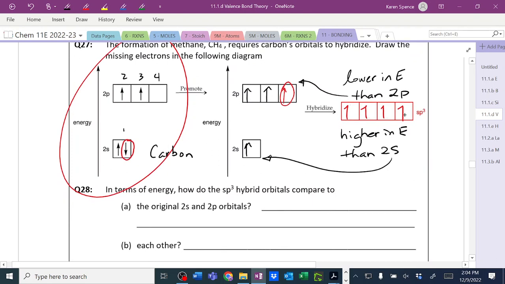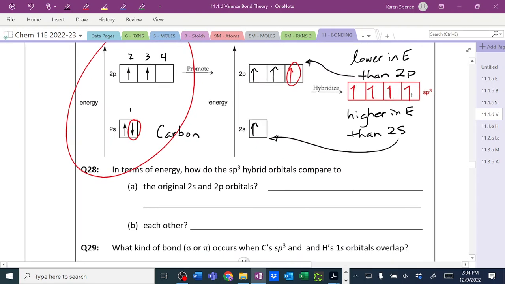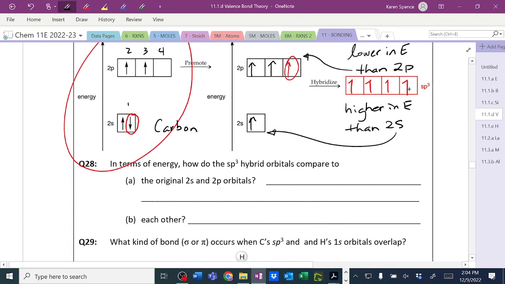In terms of energy, how do the sp3 orbitals compare to the original 2s and 2p orbitals? Well, they're lower in energy than the 2p and they're higher in energy than the 2s. You don't need to write it twice. You can if you want to. You could answer this one though. How do the sp3 hybrid orbitals compare to each other in terms of energy? They are all the same or equal. What's the word that we use for that? Degenerate.